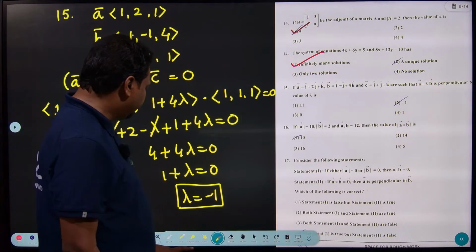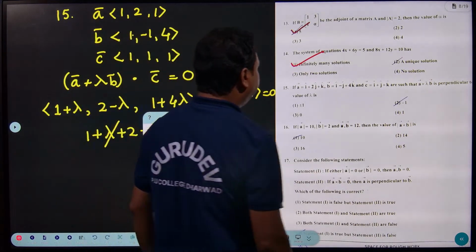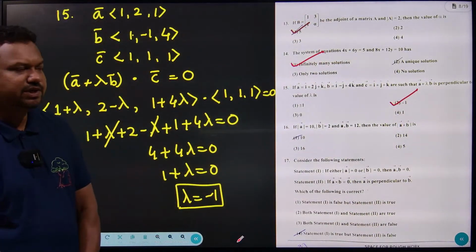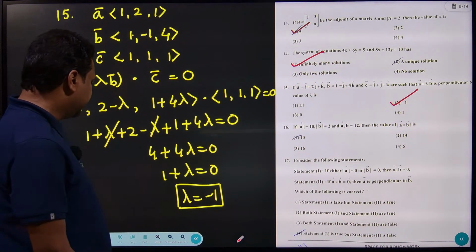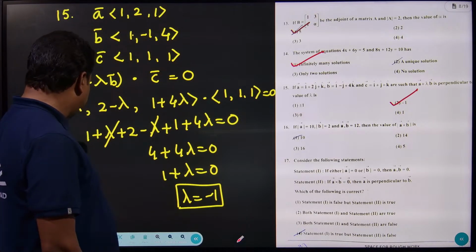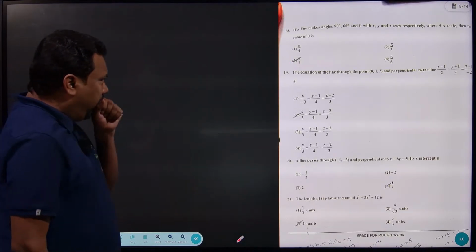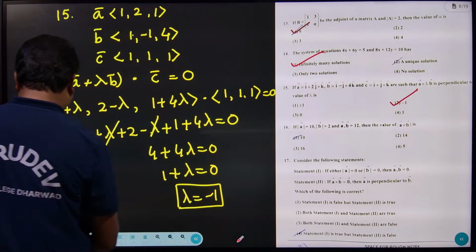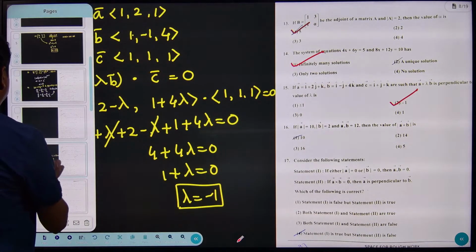Hence I'll go with minus 1. That is option B, minus 1. Lambda is equal to minus 1 is the right answer. Clear? Clear. Let's go for the next one. Next question, that is the 16th one.